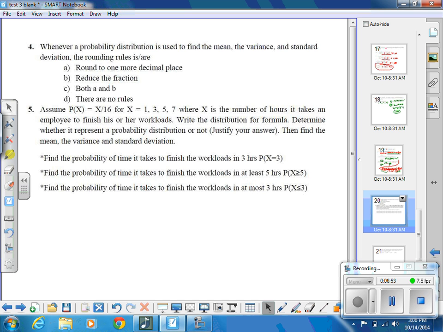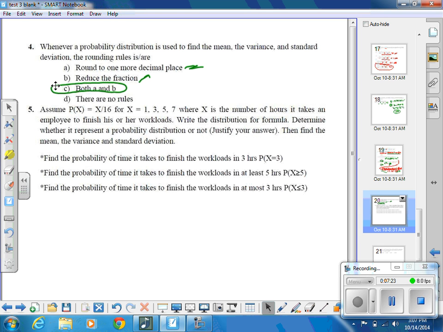So the next one, number 4, here it is. It says, whenever a probability distribution is used to find the mean, the variance, and the standard deviation, the rounding rules are: round to 1 or more decimal places, reduce to fraction, both A and B, or there are no rules. No, that's not it. It's both A and B, because we have to round, which we did earlier. And if we had a fraction, we have to reduce it, okay? You don't want to put 2 fourths as your answer.